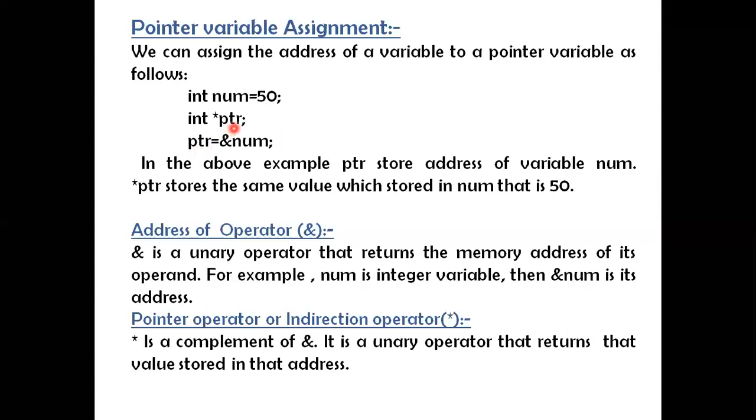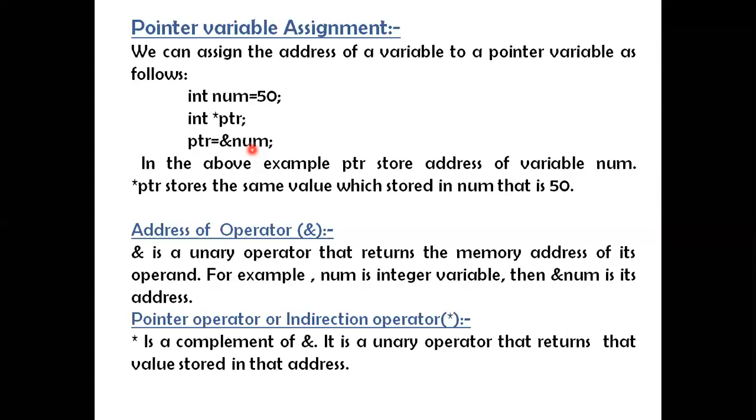Need to concentrate. See here, in the second line only we have declared this as a pointer variable. PTR is equal to, look at this, this is called the address operator. PTR is equal to address of num, with the semicolon. What exactly does this third line stand for? PTR is the pointer variable that is holding the address of which variable? Num variable. That means it is not storing the value 50. It is storing the address of which variable? Num variable.